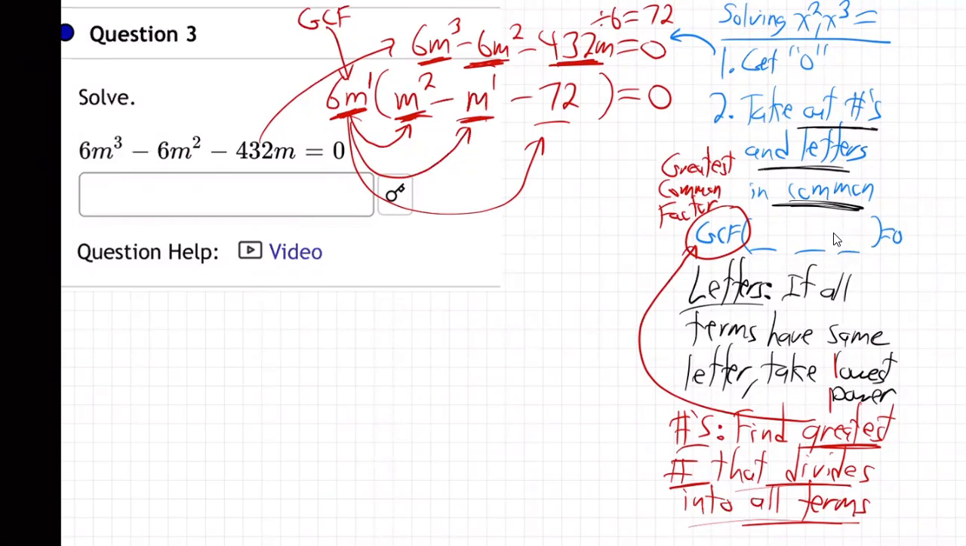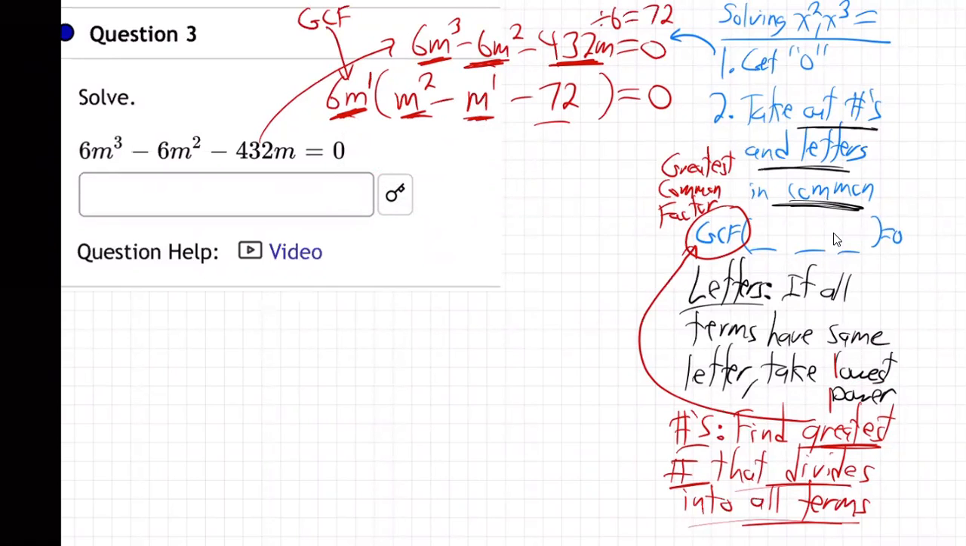Is that making sense how I factored that first step? I took out what's in common. I found the biggest number that divides into all 3 numbers, and I found the biggest power that they all share in common, which is actually the lowest power. That's the most they have in common, m to the first power. Okay, so questions to that point? We got to do a little bit more.